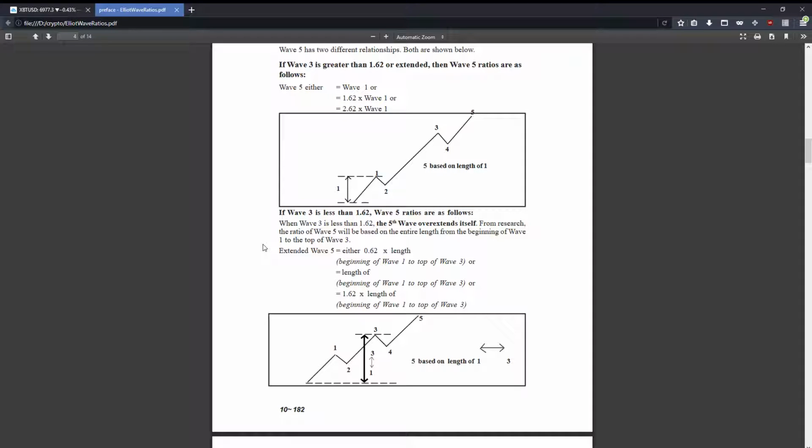When wave 3 is less than 1.62, the fifth wave overextends itself. From research, the ratio of wave 5 will be based on the entire length from the beginning of wave 1 to the top of wave 3. So extended wave 5 equals either 0.62 times length, which is the beginning of wave 1 to top of wave 3, or the length of beginning of wave 1 to top of wave 3, or 1.62 that length. So it kind of shows you how to measure it here. So let's draw that now.